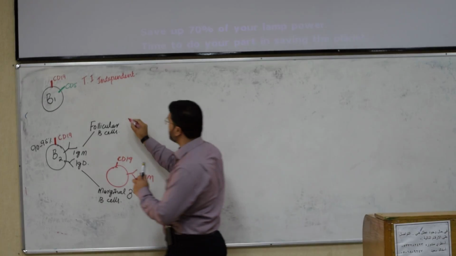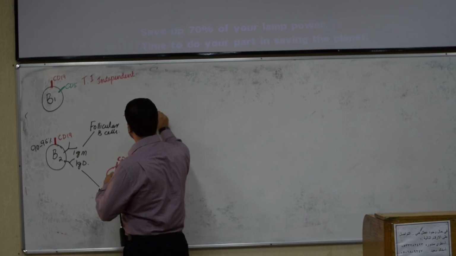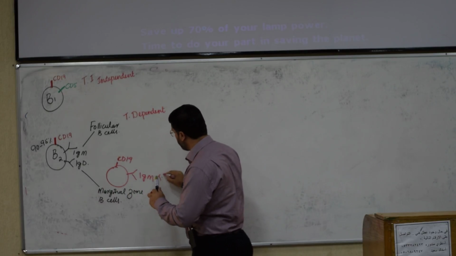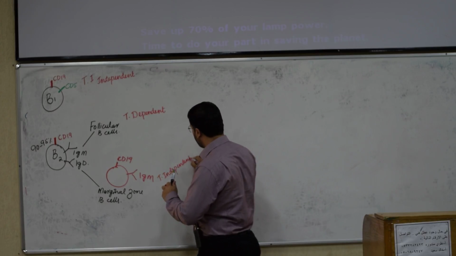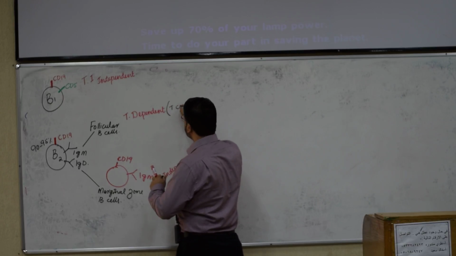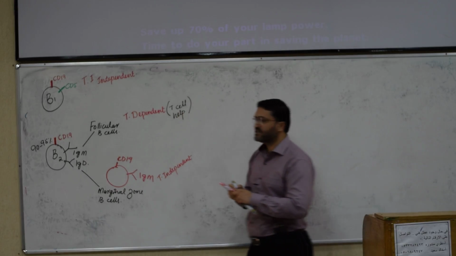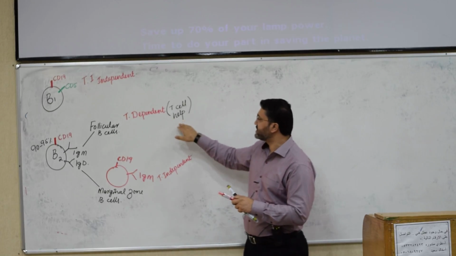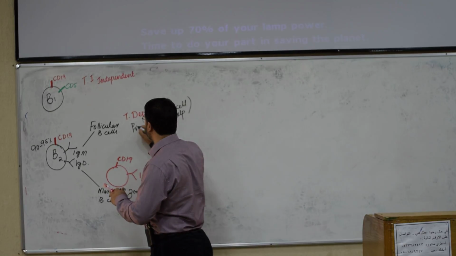B2 follicular cells are T dependent. And the marginal zone cells, again, are T independent. So here you need T cell help, and we will see what this T cell help is. The follicular cell is T dependent, it needs T cell help, and the antigen is always a protein.